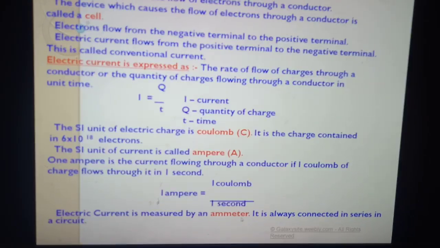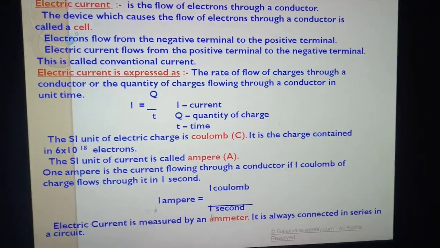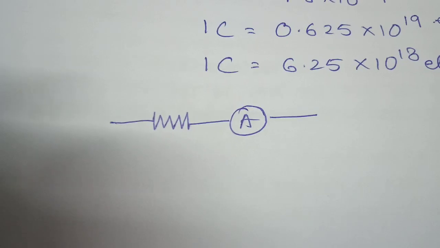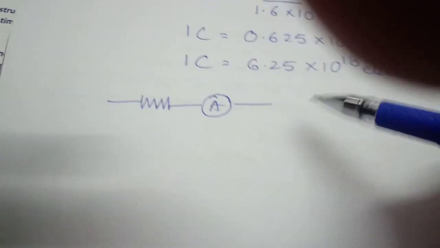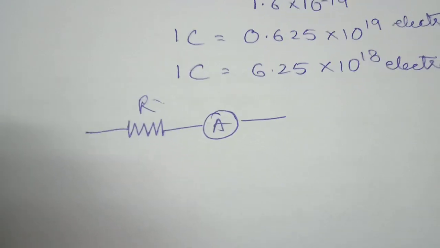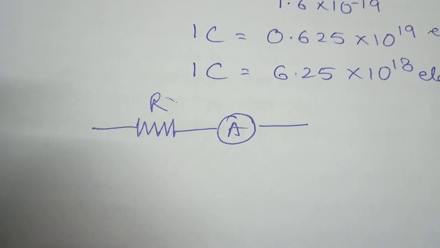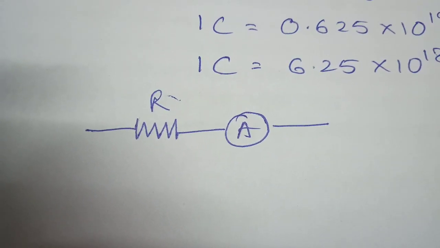The ammeter is always connected in series. What does connected in series mean? Let us see. Here you can see the ammeter, written as A, and here is the resistance, which can be shown like this. The resistance and ammeter are joined end to end. That's why it is called a series connection.